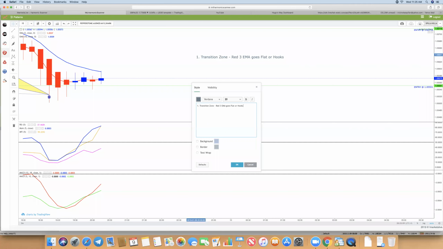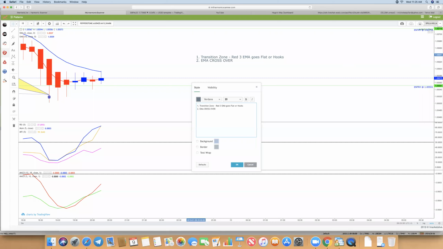In the transition zone, you're looking for an EMA cross. You want to see a cross between your blue and your red EMA out of that transition zone. So let's write this down. You're going to find your transition zone. Number 2, the next thing you'll look for is your exponential moving average crossover.